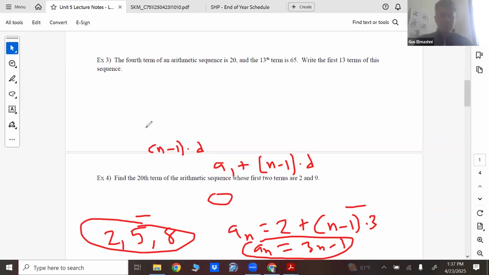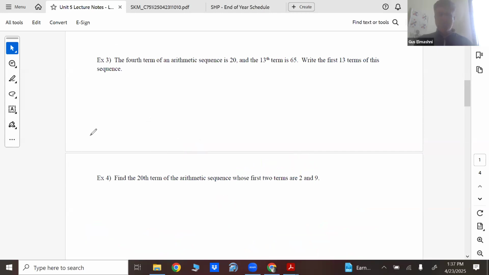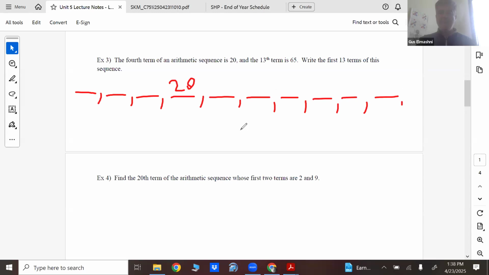For example 3, the 4th term is 20, the 13th term is 65. Write the first 13 terms of the sequence. Okay. Well, here's what I would do. You could get fancy with the formulas or use logic. I prefer to use logic. So I'm going to make these little slots for the first 3 terms. And what's my 4th term again? 20. Then 5, 6, 7, 8, 9, 10, 11, 12, 13. My 13th term is 65.